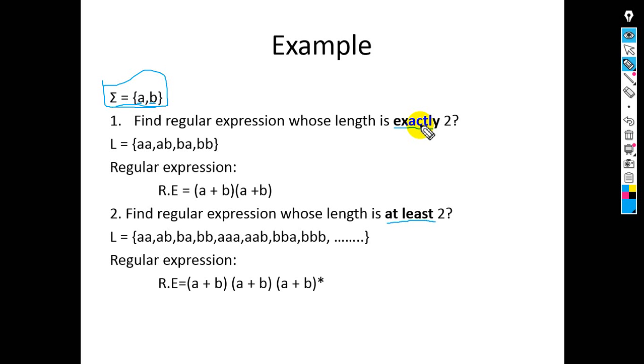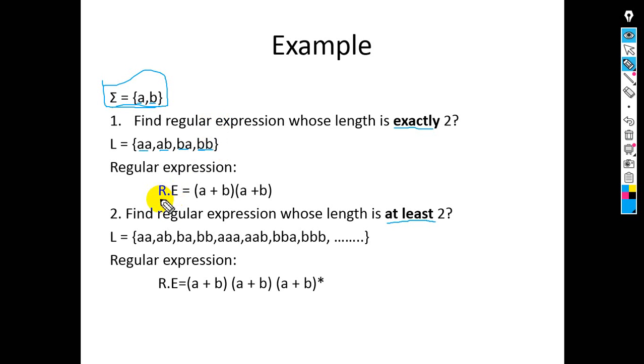Okay, so now, what does exactly mean? It means that here L is equal to AA, AB, BA, BB. So here the length of the string is exactly 2. First of all we will take AA, then AB, then BA, and at the last BB. Okay, so this is the language representation, and this is the descriptive form of a language definition.